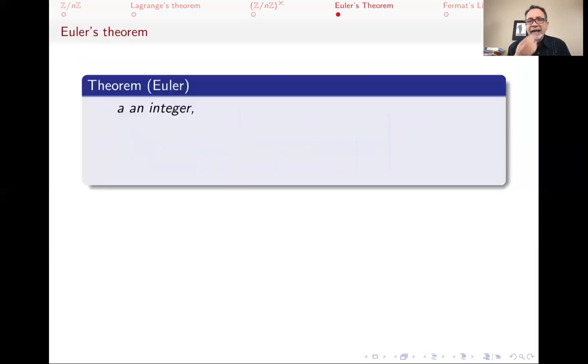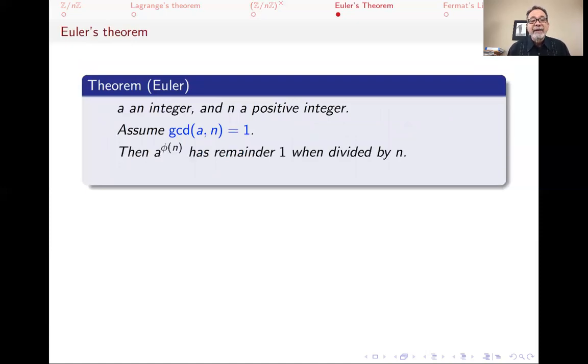Okay, so now I'm going to repeat what Euler's theorem is, and I'm going to take that superfluous assumption out. So a is an integer, and n is a positive integer. Assume that a is relatively prime to n. We need that. Then, when you take a and raise it to the power phi of n, it has remainder 1 when divided by n. This has nothing to do with group theory. I mean, it does, as we saw, but at least the statement doesn't talk about groups. It's just about integers.